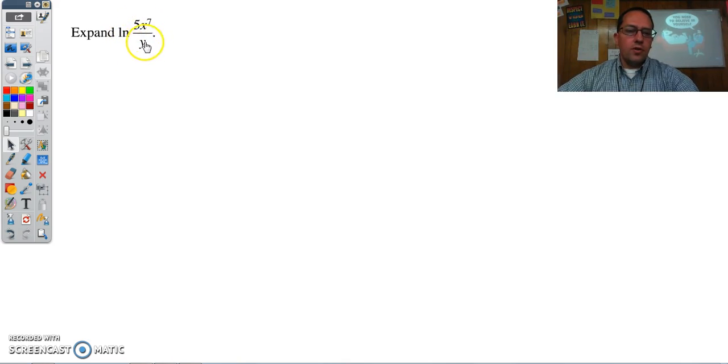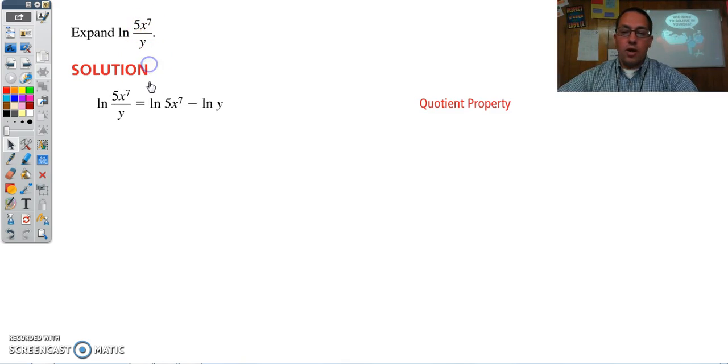So first thing we're going to do is undo the division. All right. So if we're going to do that, that would be the quotient property. So we're going to need to subtract. So we're going to have natural log of 5x to the 7th minus natural log of y. All right, takes care of the division. Next, we're going to take this and break this one apart. Don't have to do anything else there. That's just got one value there. So we're going to take these and break these apart.